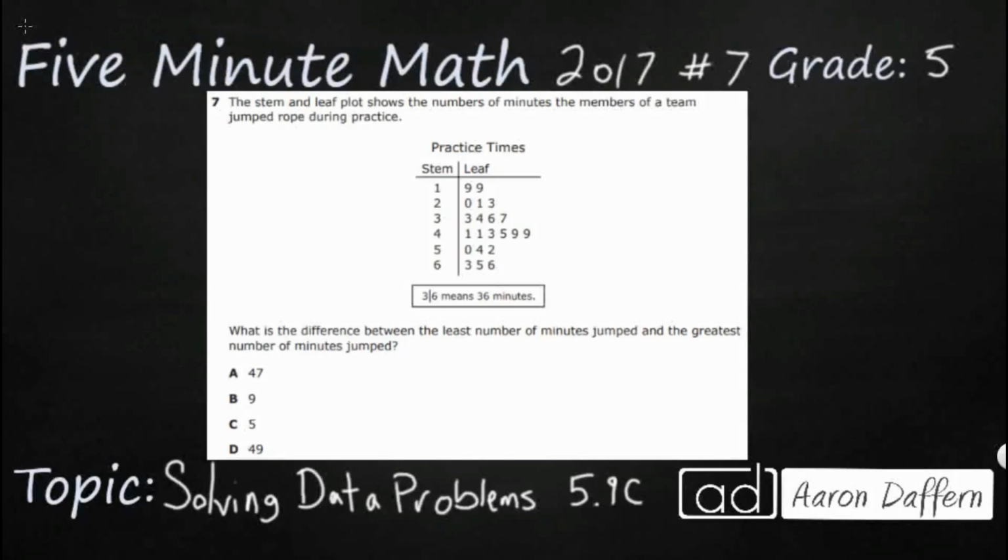Today we are looking at the 5th grade concept of solving data problems. This is standard 5.9C in the great state of Texas, and we are using item number 7 off the 2017 released STAAR test. If you have not done so already, please pause the video, work this problem out on your own, unpause it, and then we will look at our answers together.